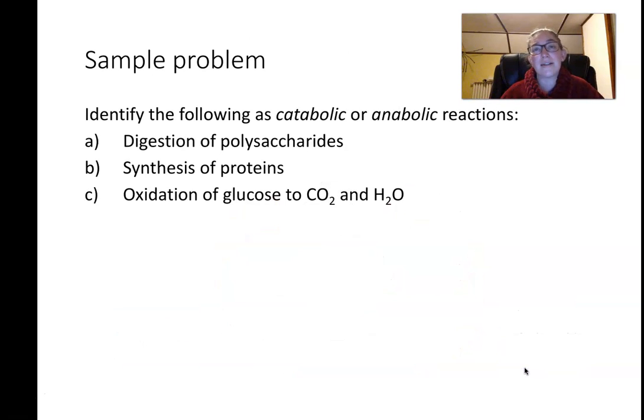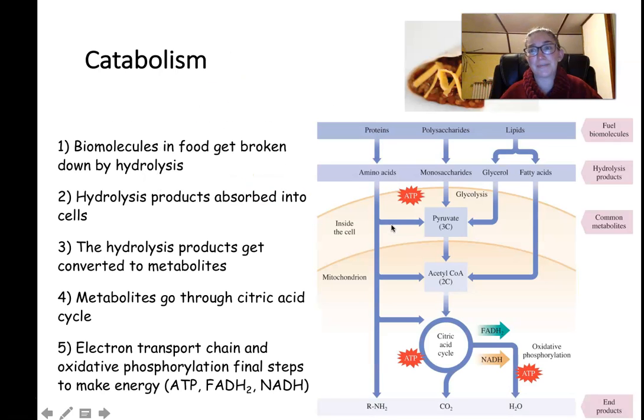So quick sample problem. Identify the following as catabolic or anabolic reactions. A, digestion of polysaccharides. Well, that would be breaking down. Digesting is breaking down, so that would be catabolism. B, synthesis of proteins. You are synthesizing something, you're building it, that would be anabolic. And C, oxidation of glucose to carbon dioxide and water. Glucose is a larger molecule than carbon dioxide and water. You are breaking it down. That would be a part of a catabolic reaction.